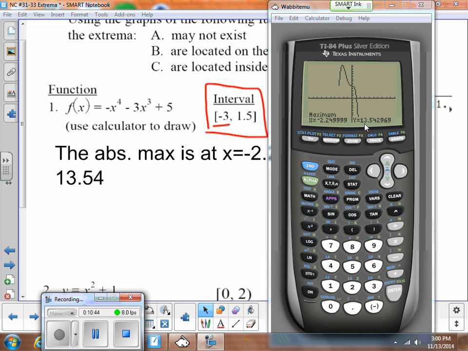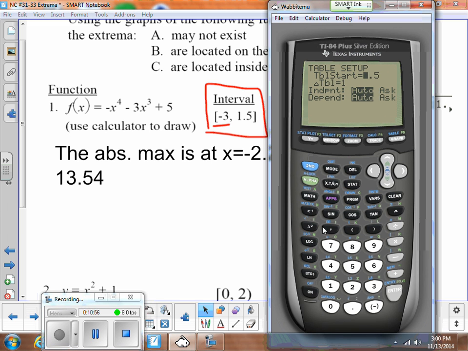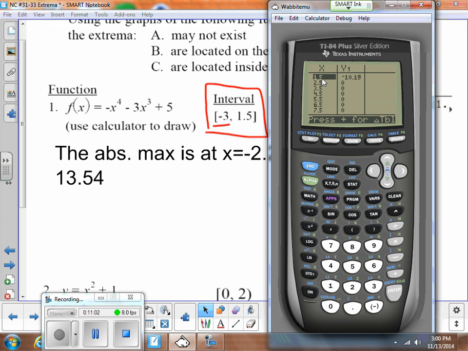Okay, now for the minimum, where's the lowest point on the graph? It's all the way down here. And where is that at? We already know where it's at. It's at 1.5 because that's where the graph ends. So to find the value, I can go second window, tell the table to start at 1.5, and here I can see at 1.5 its value is negative 10.19.